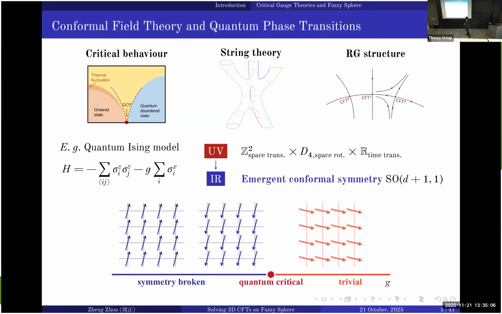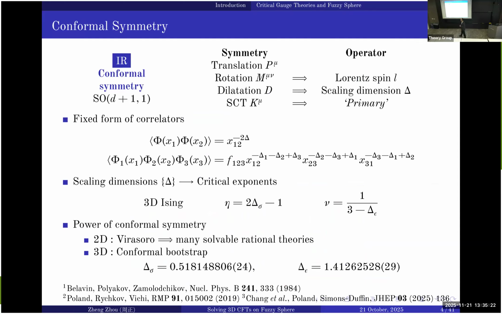However, at the critical point, when we go to the IR, the infrared, that is the low energy or long wavelength limit, there will be a much larger emergent conformal symmetry generated by translation, rotation, dilatation, and something called the special conformal transformation, SCT. So these symmetries, in return, put constraints on the operators. Now each operator must have a definite Lorentz spin under rotation, and a scaling dimension which describes its transformation under dilatation.